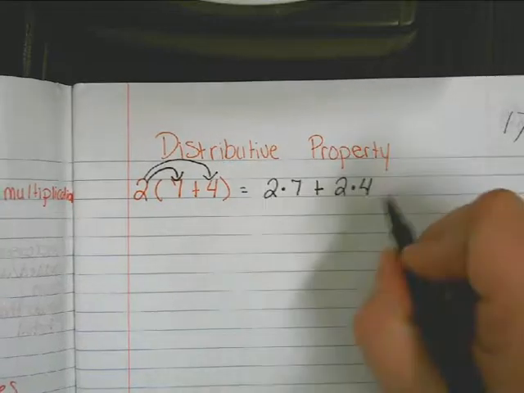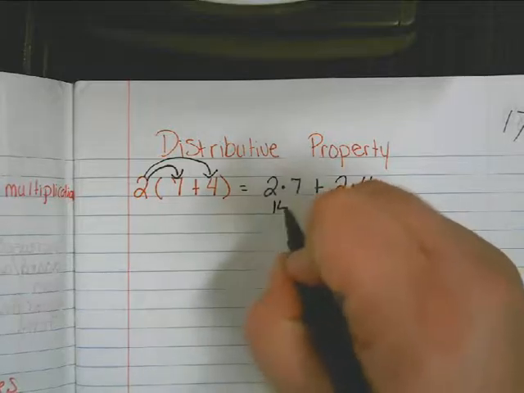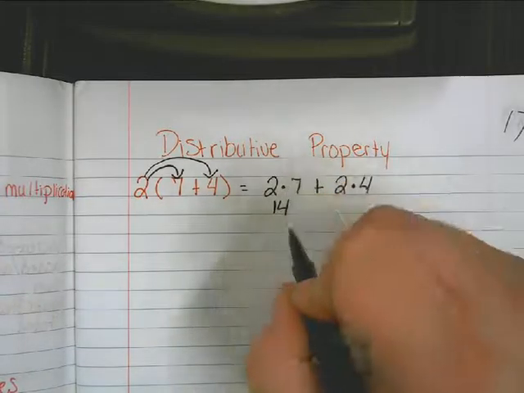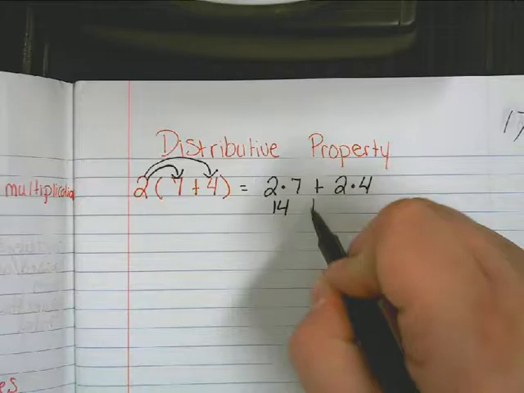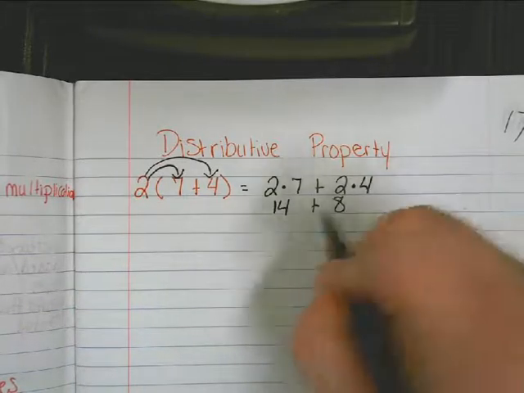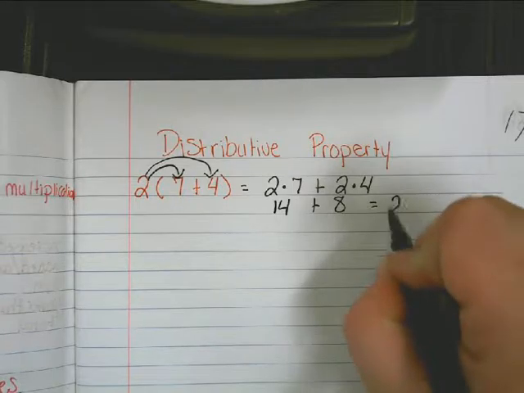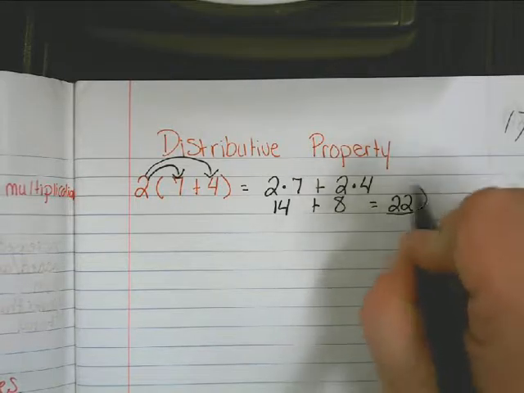So what is 2 times 7? 14. 2 times 7 is 14, plus 2 times 4? 8. So 14 plus 8? 22. So that would be my answer.